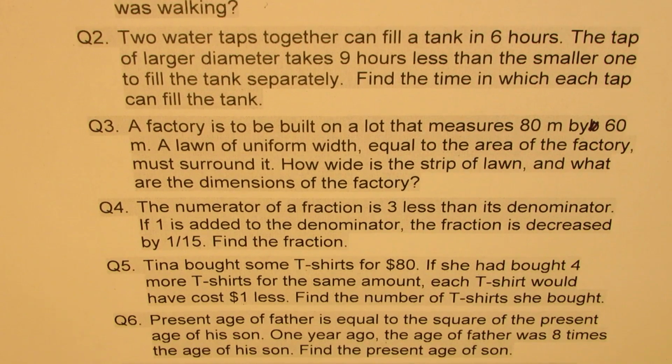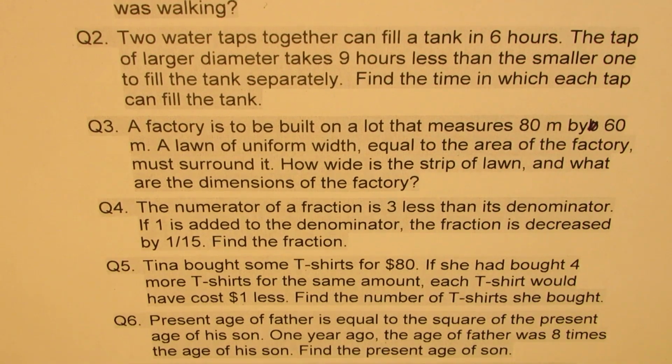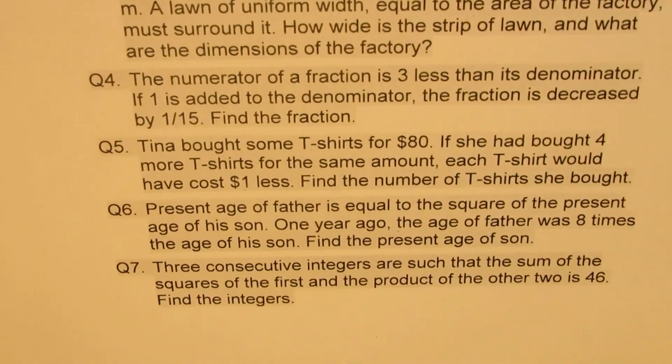Question number 4. The numerator of a fraction is 3 less than its denominator. If 1 is added to the denominator, the fraction is decreased by 1 over 15. Find the fraction.